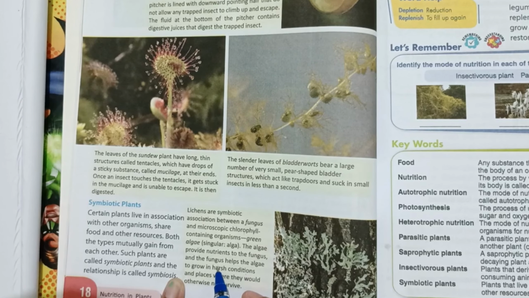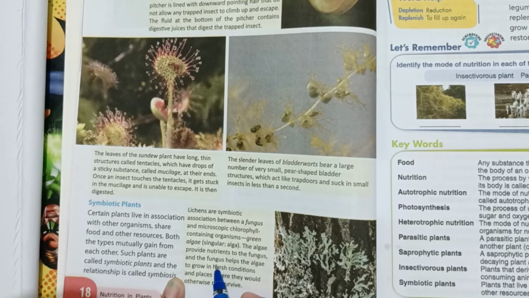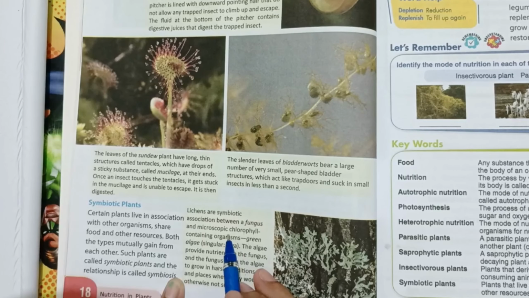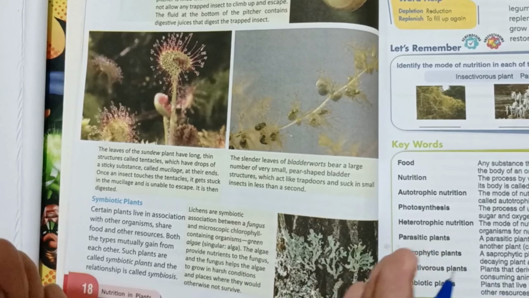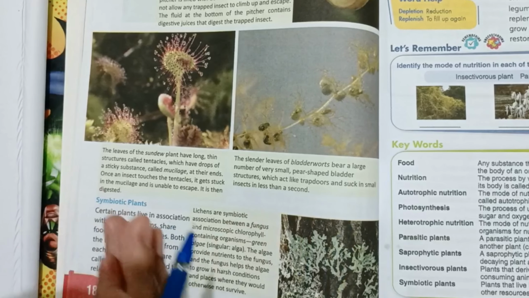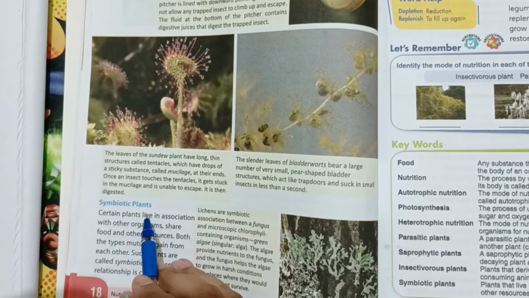So in one word, we can say the fungus is providing a home or shelter to the algae and the algae is providing the food. That means both of them are getting benefited. Here nobody is getting harmed. That's why we call this kind of plants symbiotic plants.